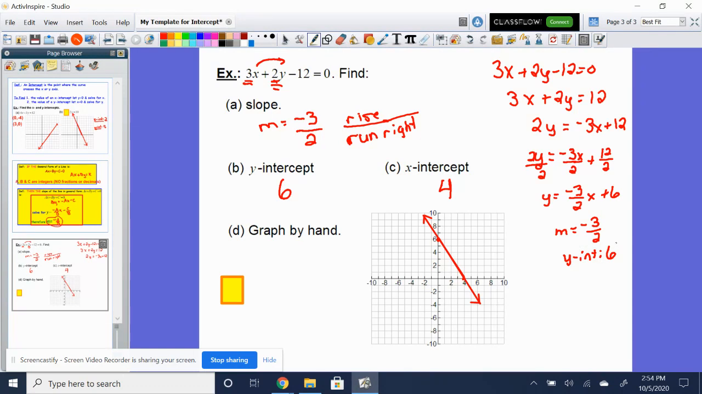You would still have to figure out your x-intercept by knowing that when y is 0, you can find the x value. Okay, guys? So remember, x-intercept is the value of x when y is 0. The y-intercept is the value of y when x is 0.